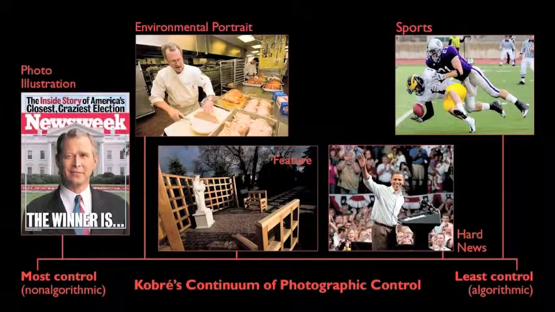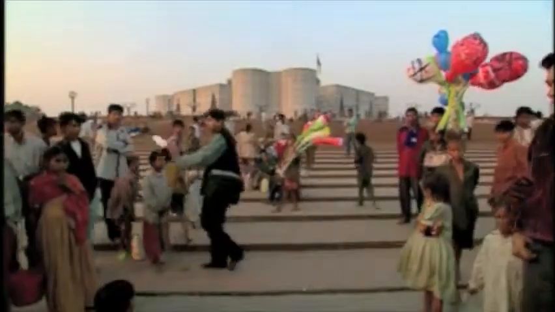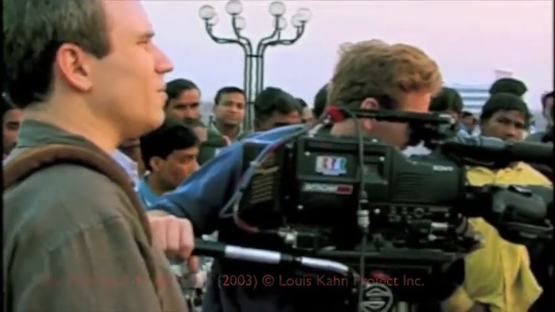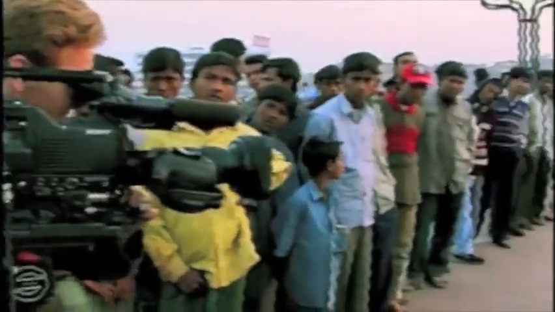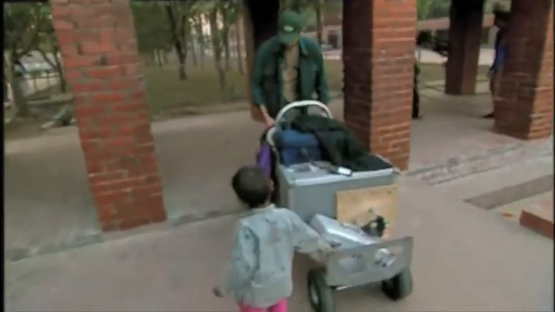Ken Cobray's continuum of photographic control is similar to Mitchell's. The photojournalist is allowed varying degrees of control over the creation of an image according to its intended use. We can apply Mitchell's continuum to moving images. Again, the dividing lines are not always clear. Consider the definition of documentary, for example. In his book, Introduction to Documentary, Bill Nichols wrestles with defining documentary film in its many variations and subtleties, and refuses to provide one answer, instead describing many types of documentary film.